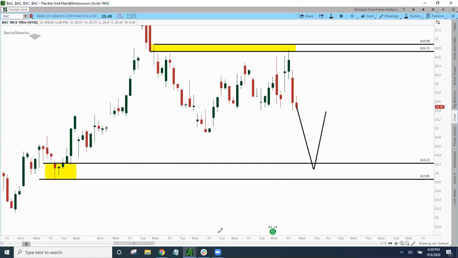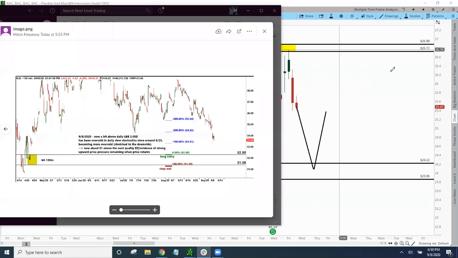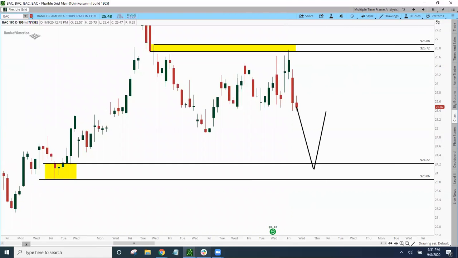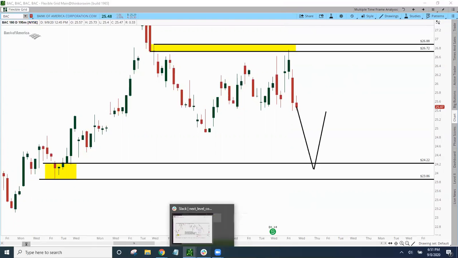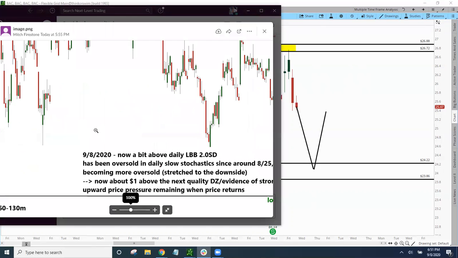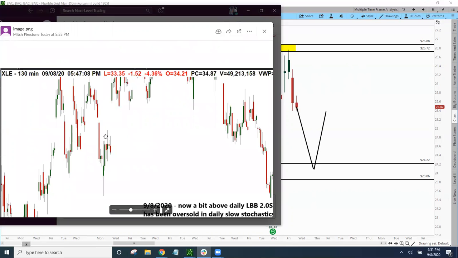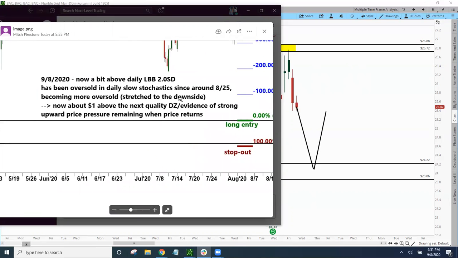The next one was the XLE. Here, I'll bring up the XLE actually. And then I want to do Tesla at the end. Let's let you guys read the whole note. It's a bit above the daily lower Bollinger Band. It's been oversold in daily slow stochastic since 8/25, becoming more oversold, stretched to the downside.